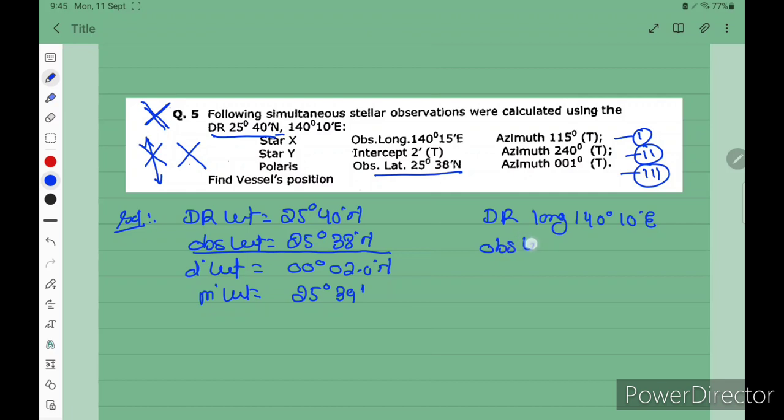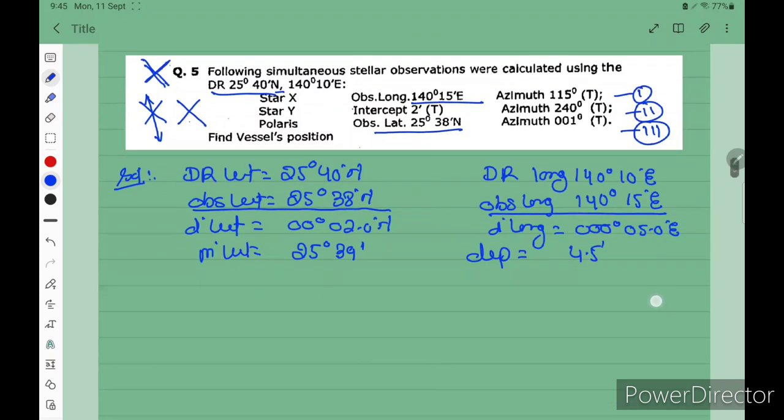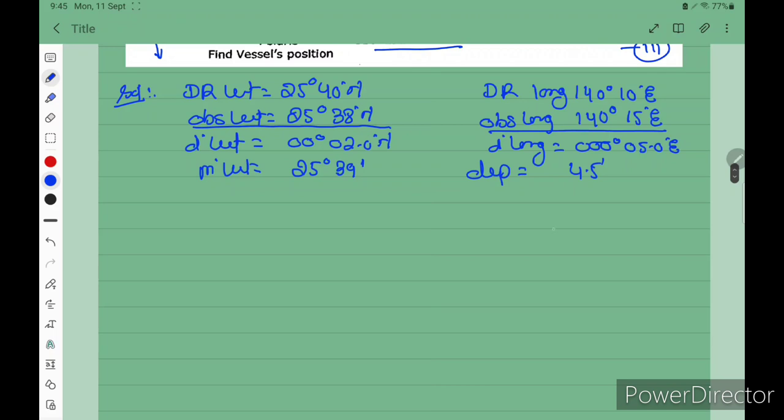Here the observed longitude we get in the question is 140 degree 15 minutes east. So same name, so subtract. So we get the d long is equal to 00 degree 05.0 east. So now we can calculate the departure. Departure we get 4.5. Okay, now we have to take the scale.